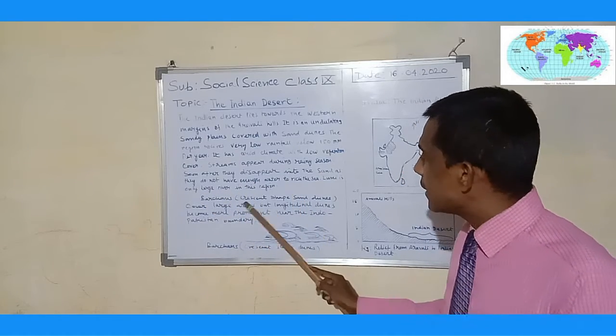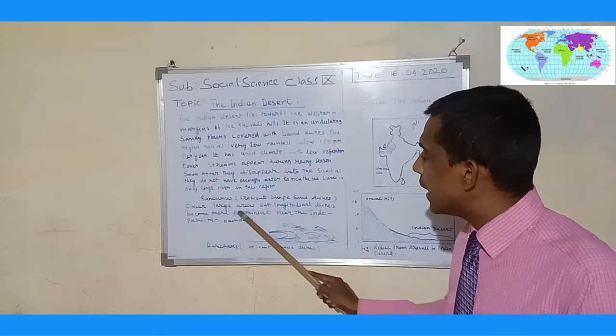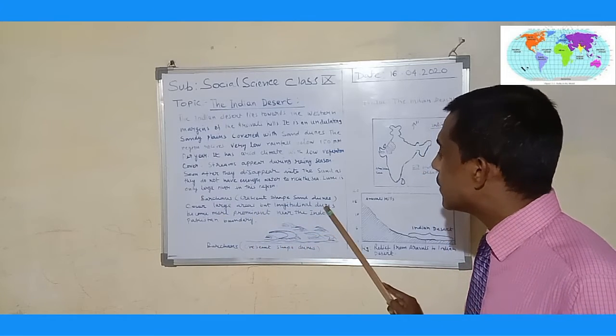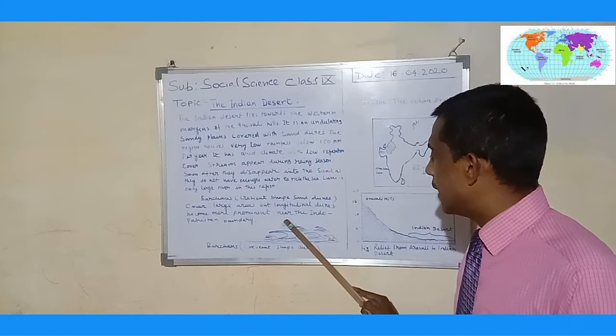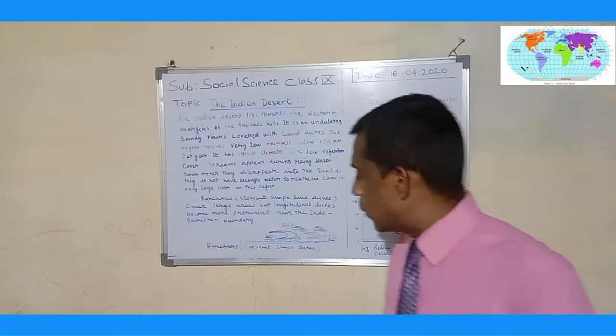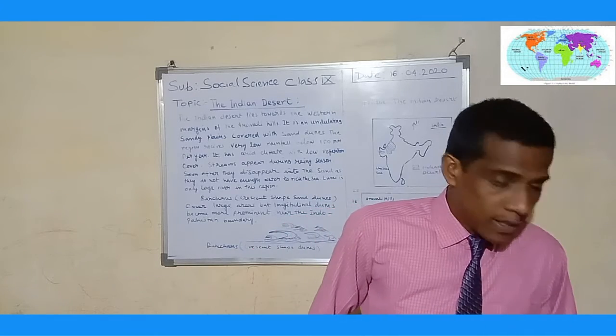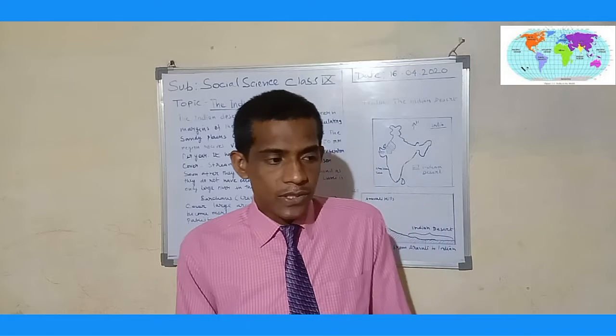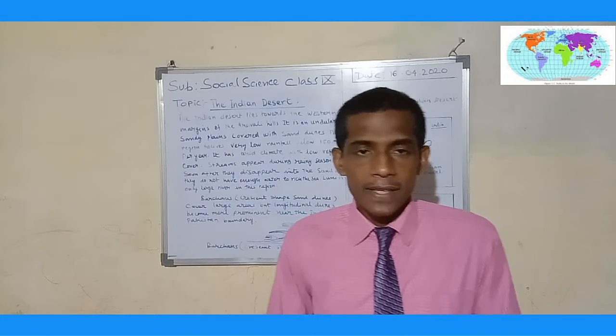Barkhan crescent-shaped sand dunes cover large areas, but longitudinal dunes become more prominent near the Indo-Pakistan boundary. So the Thar desert is located in the northwestern part of India, mainly Rajasthan.